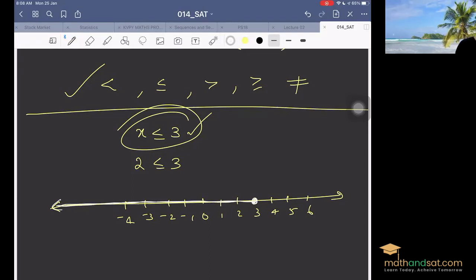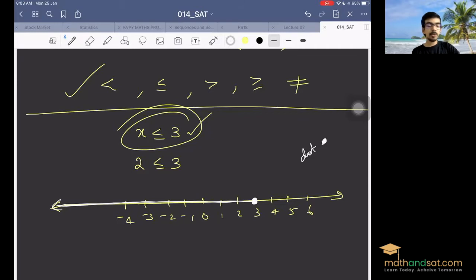this way. So I just put a dot. There's a dot at 3 to indicate that 3 is also included. 3 is also a solution.